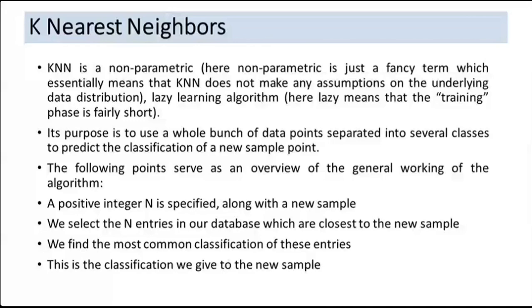The following points serve as an overview of the general working of the algorithm. A positive integer n is specified along with the new sample. We select the n entries in our database which are closest to that new sample. We find the most common classification of these entries, and this classification we give to the new sample.